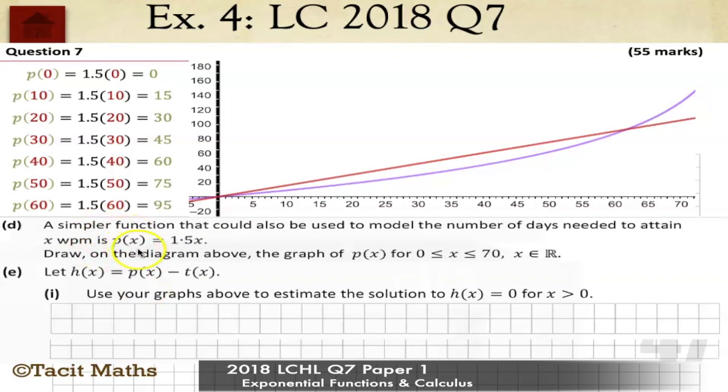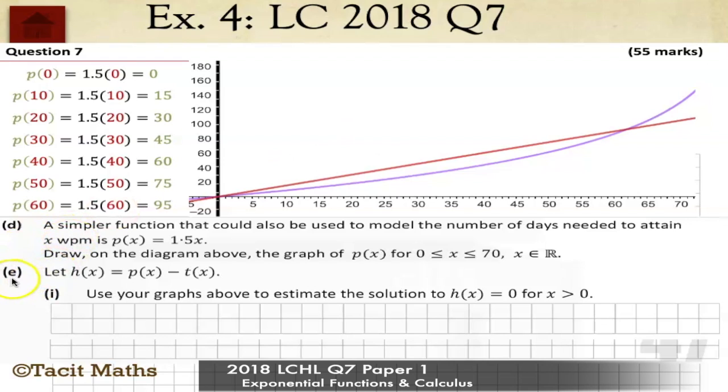What they're saying here is that this function, 1.5x, does a very similar job to the natural log function in this case, but it's obviously a lot simpler. But it's a small bit less accurate then. If this is the perfectly accurate one, this one is a bit of an estimation, so it's slightly less accurate. So at this point we have A, B, C and D done. Out of the 55 marks there's nothing really too challenging in there, and you should have no problem getting full marks for all of that.